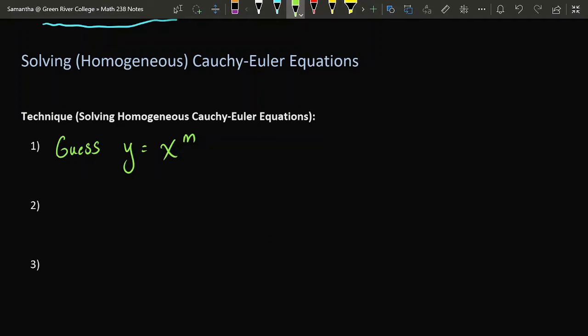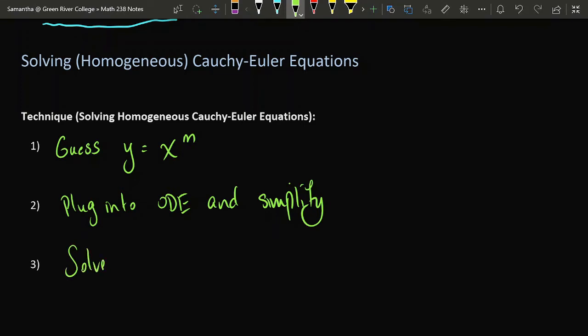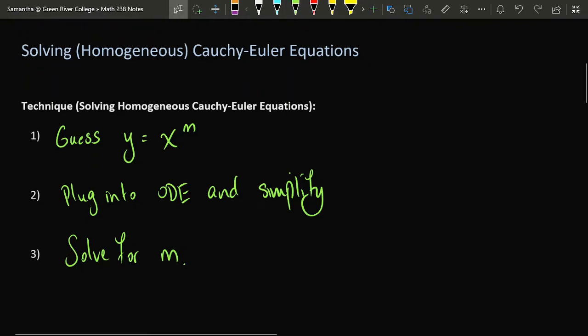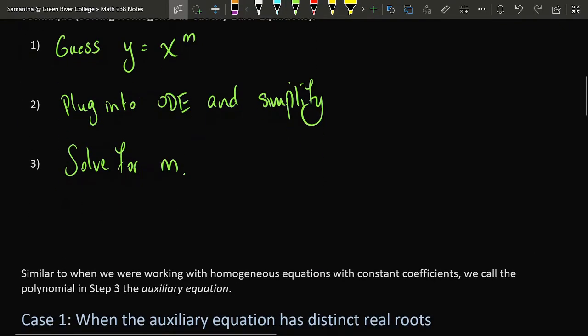Make this guess, plug the guess into the ODE, simplify the resulting equation, and then solve for m. And just as in the previous section, we have language for the equation that we get after we plug in our guess and simplify. In this section as well, that equation is called the auxiliary equation.